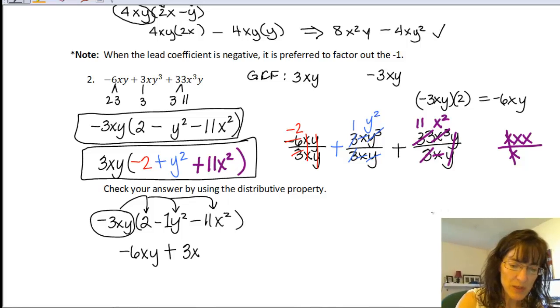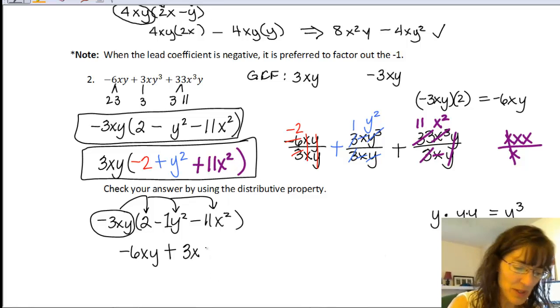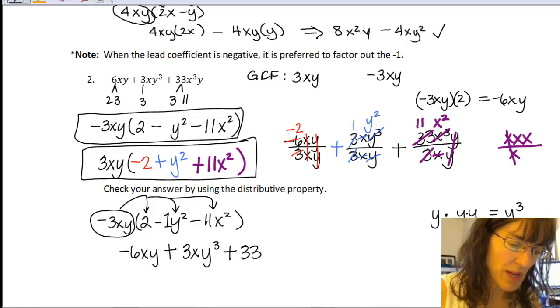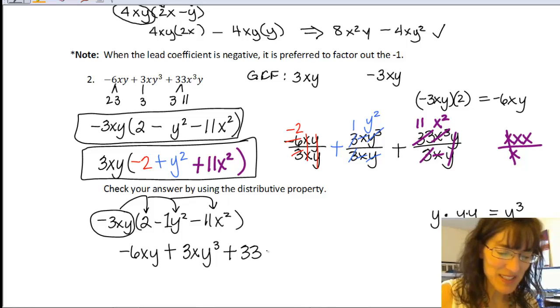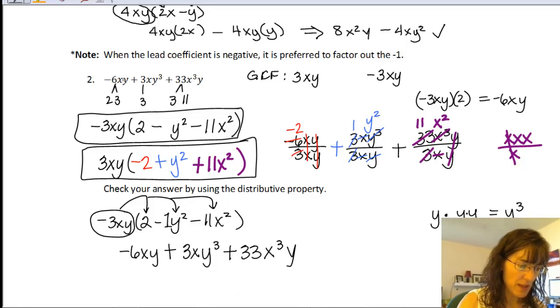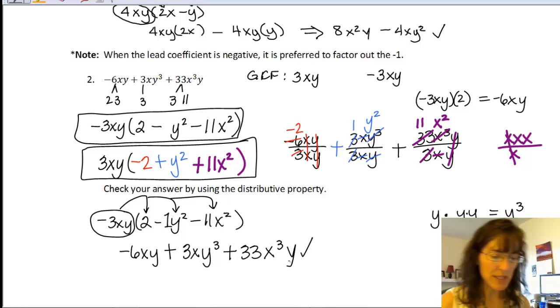And then x, there's no x's to multiply by, so just a single x on the second term. And then y times y squared, which is y times y times y, and it looks like a y cubed. So I have 3xy cubed. And then negative 3 times negative 11, that'll be positive 33. And then x times x squared, that'll be just like the y's we did, so x cubed. And then a single y being multiplied as well. So double check, negative 6xy, 3xy cubed, 33x cubed y. So that one checks out.